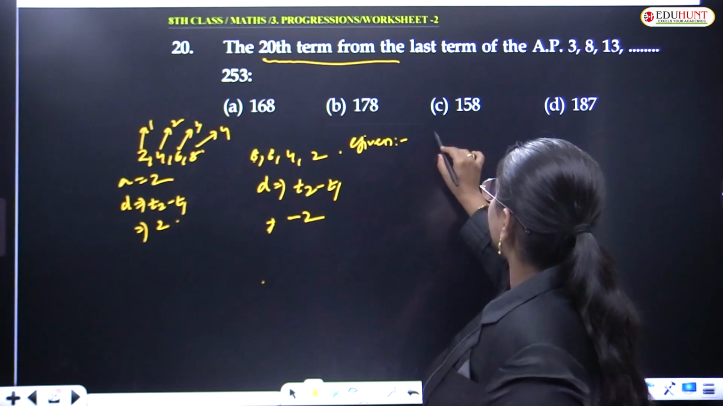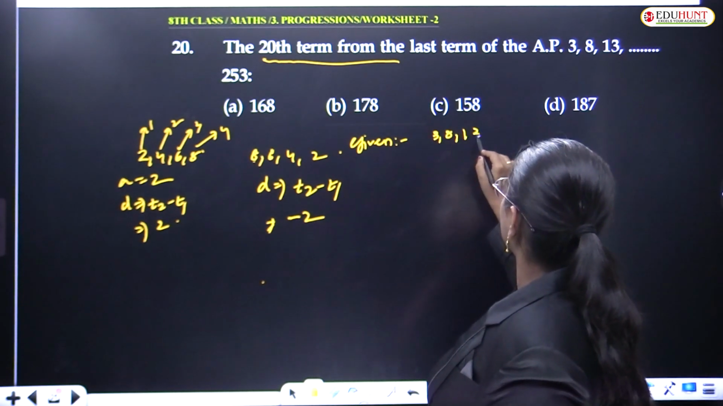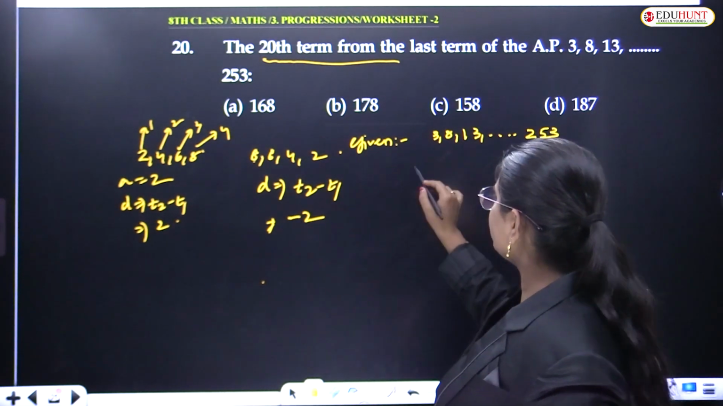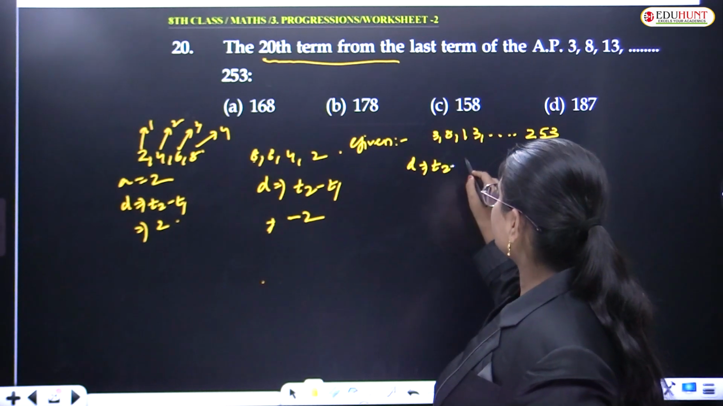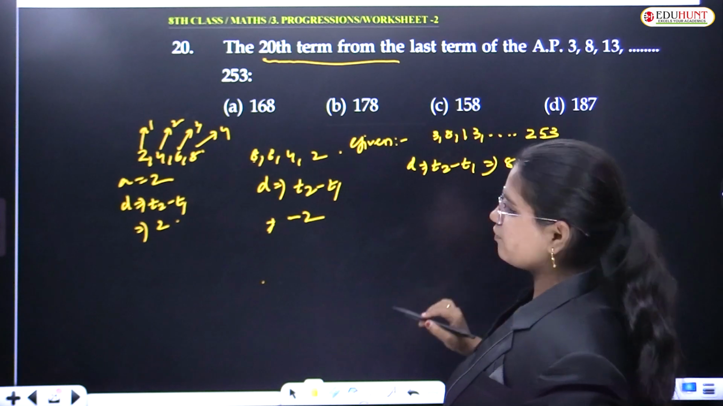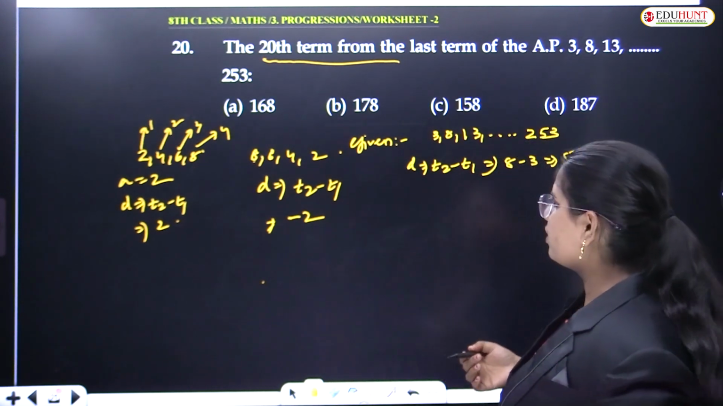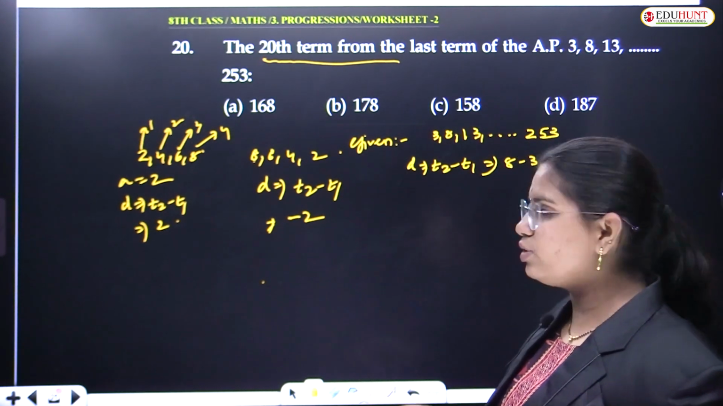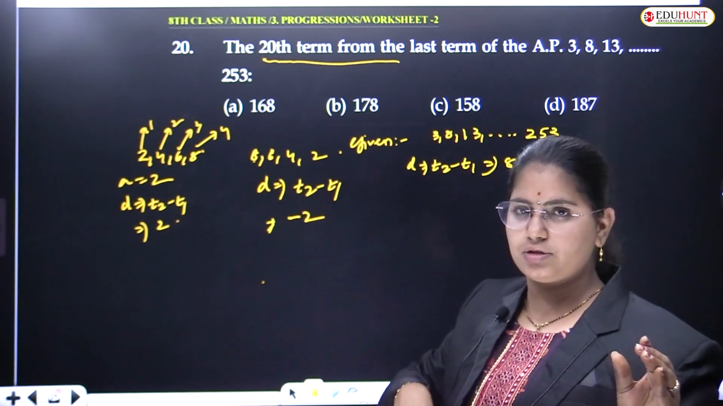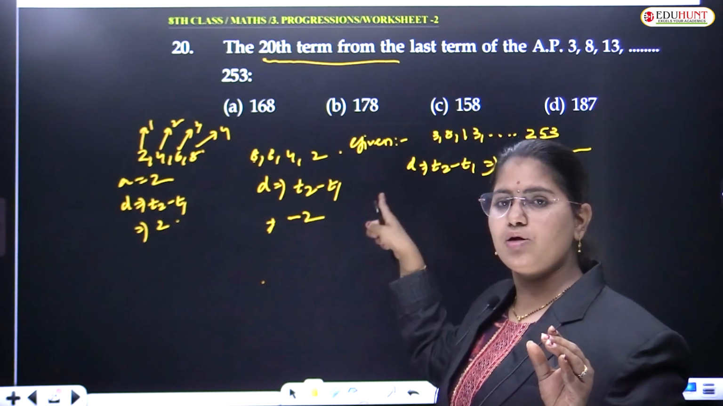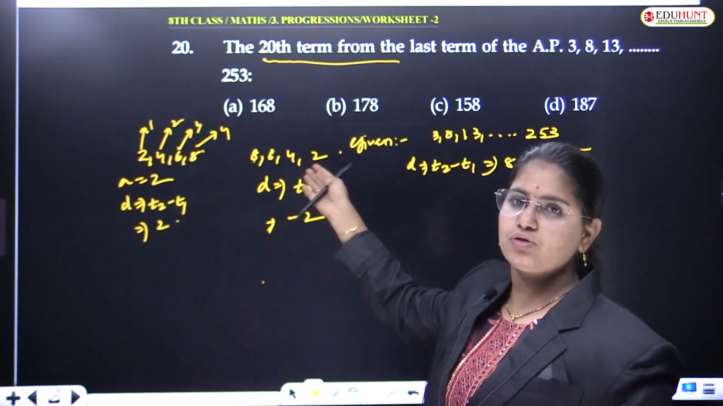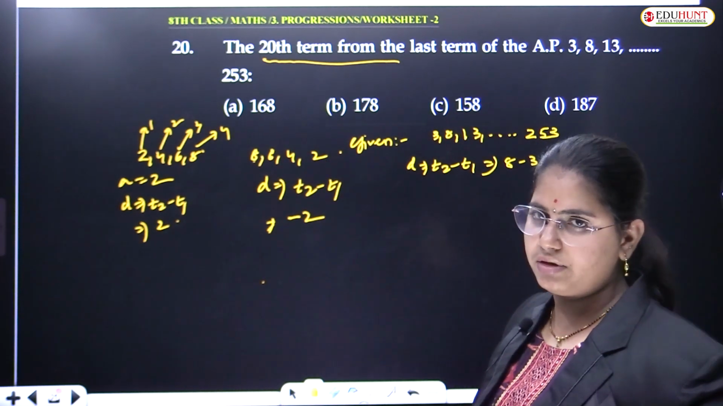So let's write down the given question. Given 3, 8, 13 and the last term is 253. What is the common difference? D is equal to T2 minus T1, 8 minus 3, which is plus 5. But they were asking you to find the 20th term from the last, not from the first. You should not take it in ascending order. You have to take it in decreasing order, big to small, descending order.